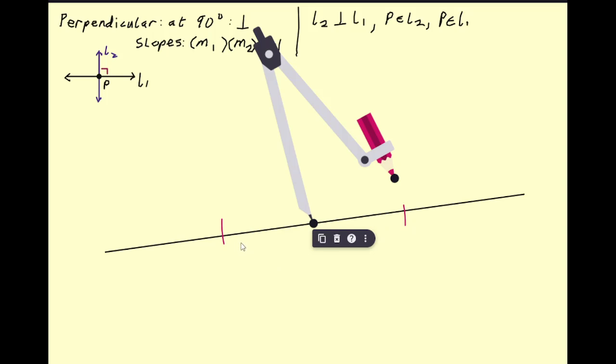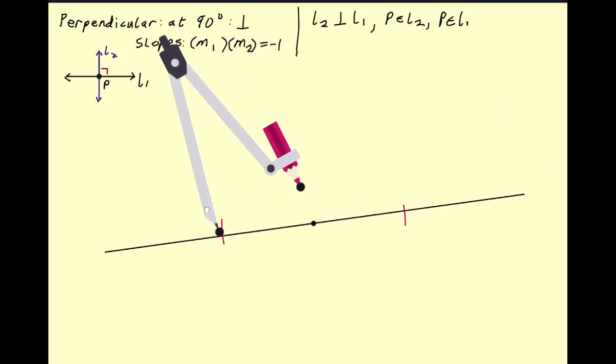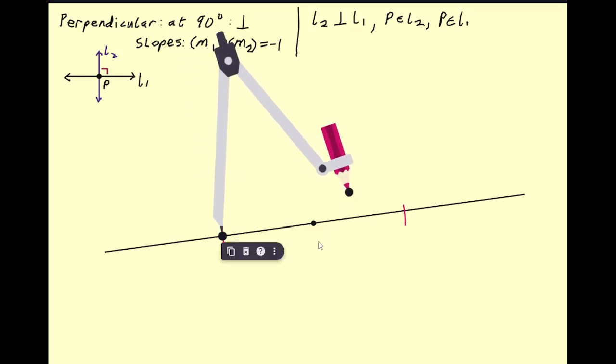Because this length is the same as this length, the point P is the midpoint of these two points. So if I get the perpendicular bisector between these two arcs, that's going to give me what I'm looking for. It's going to give me a line perpendicular to my original line that goes through my midpoint P. So I move my compass over to where my arc crosses here, and I need to open up my compass so that it's a bit more than halfway, which means it has to be a little bit past the point P.